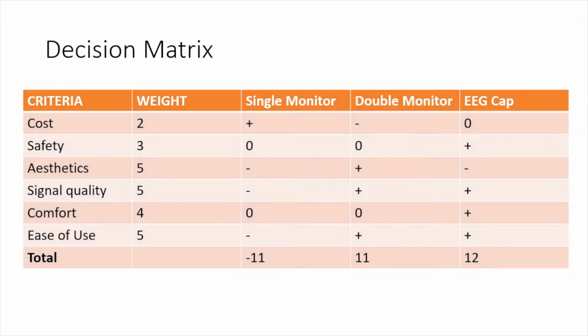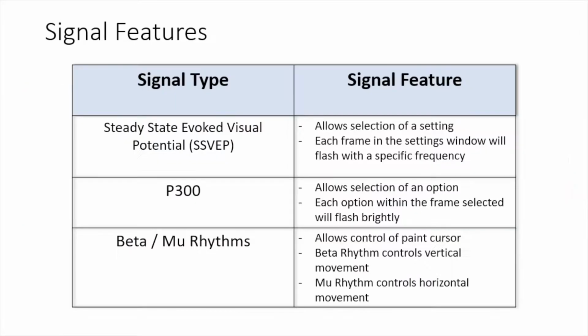Now, before we begin explaining our interface, here's a brief slide showing our decision matrix. For our interface, we decided to focus on three main signals. One type is the steady-state visual evoked potential, another is the P300, and lastly, the beta and mu rhythms. The SSVEP signals will allow the selection of a setting. The P300 signals will allow selection of an option within the settings. And the beta and mu rhythms will control the vertical and horizontal movements, as well as diagonal.